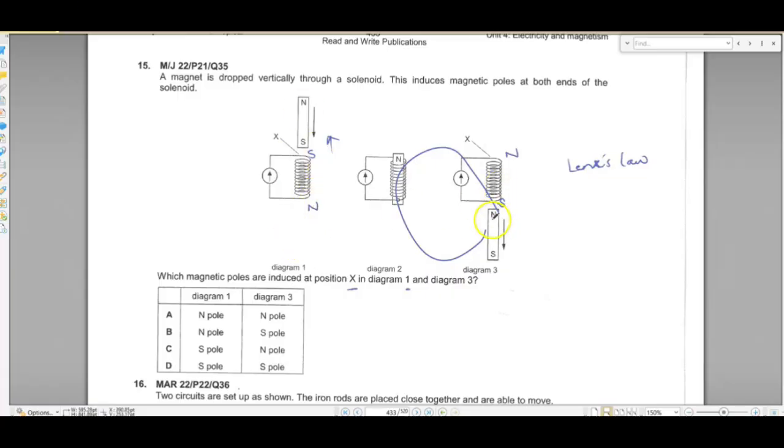Now if it's leaving and moving away from the solenoid, the solenoid is going to fight to get it back. So if north is leaving this side, it is going to induce a south pole over here, which is an unlike pole, so that the magnet gets attracted. Okay, so if south is induced over here, north is going to be induced over here, and we've been asked about the poles induced at the position X. So for diagram 1, south is going to be induced at X, and for diagram 3, north is going to be induced. So C is giving us one such option. So C is the correct option. Okay.